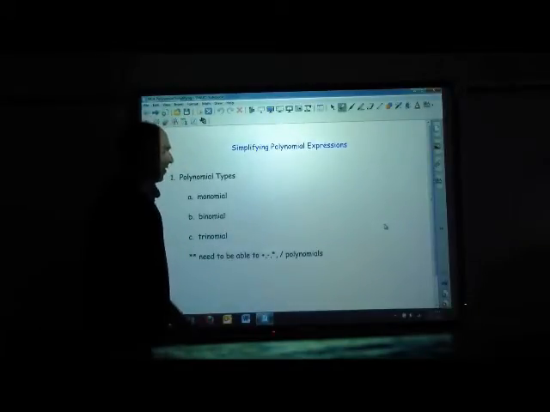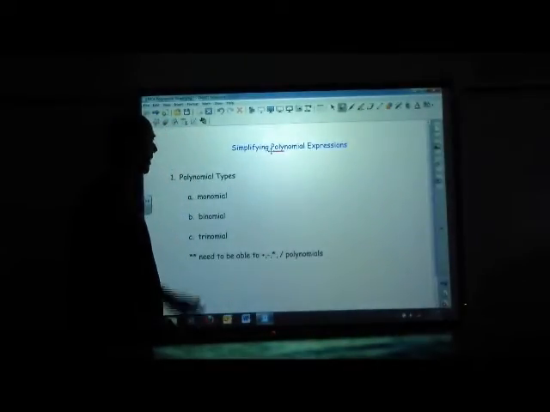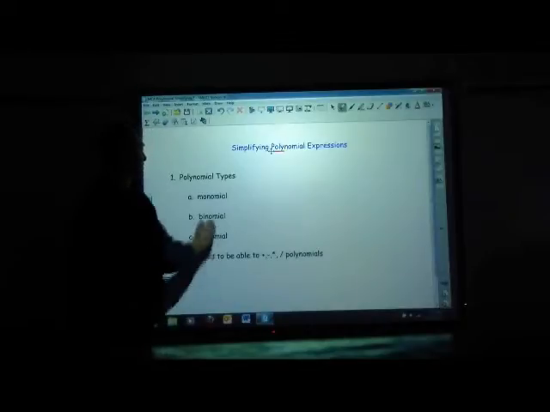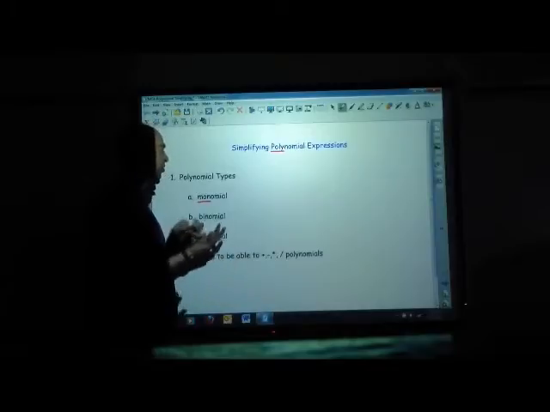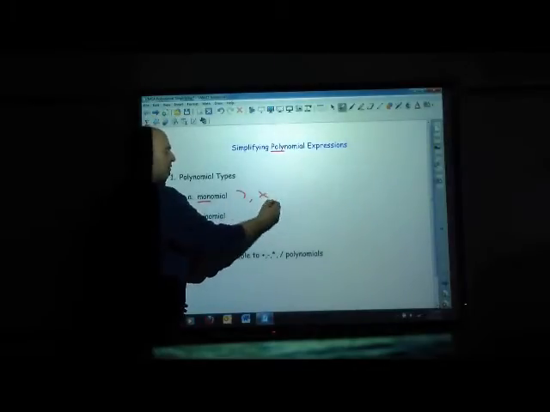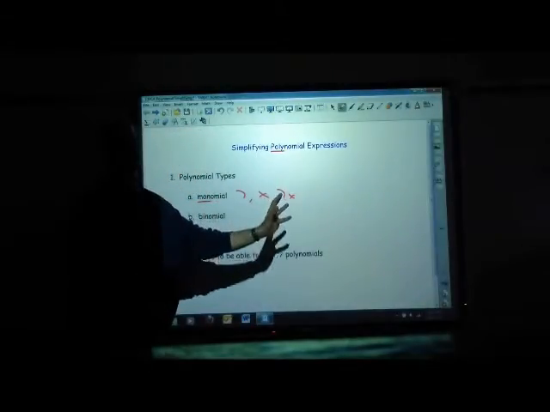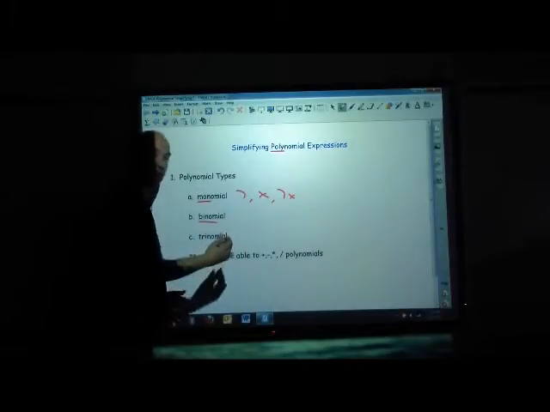So first off the bat, the prefix poly means many, okay? But there's different types of names of polynomials based on how many terms they have. In fact, if you hear the word monomial, that simply means one term. It could be a number, it could be a letter, it could be a number times a letter, but one term.